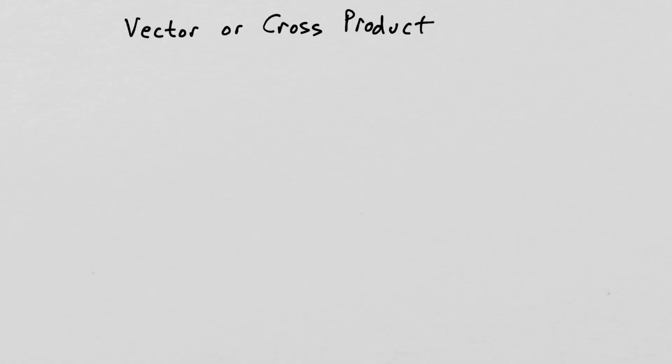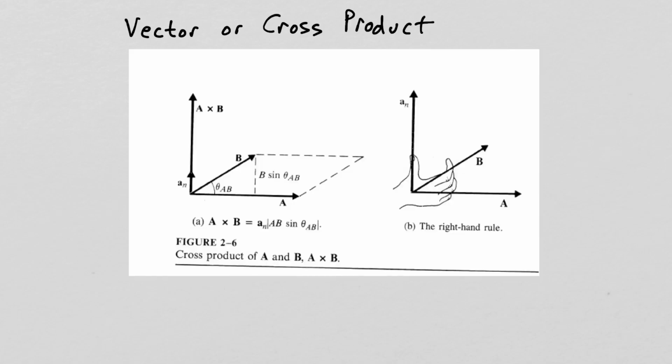We will now review vector or cross product of two vectors. The cross product between vector A and B is the magnitude of A times the magnitude of B times the sine of the smallest angle between A and B, and it has a direction.